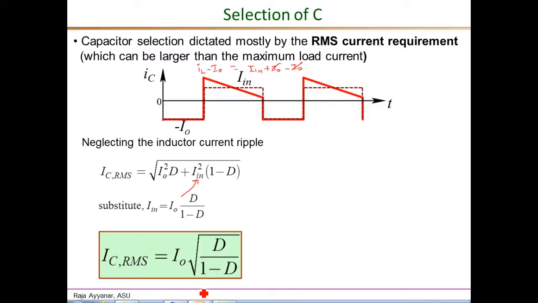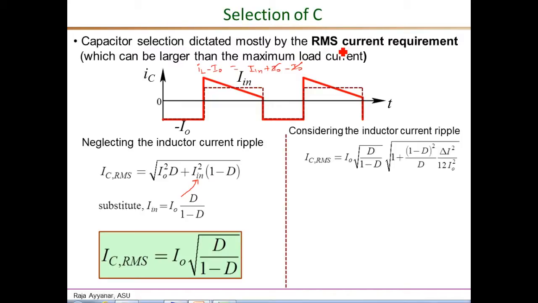So that is an identical expression to what we derived in the boost converter case. Once again, for D higher than 0.5, the RMS current can be even larger than the load current itself, and that is the reason why we say the capacitor selection is dominated by this RMS current requirement.